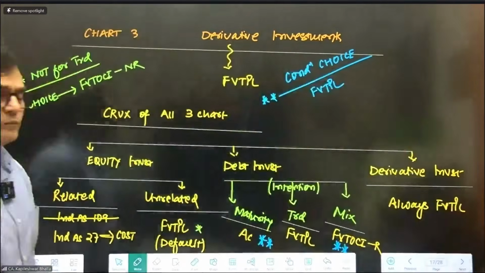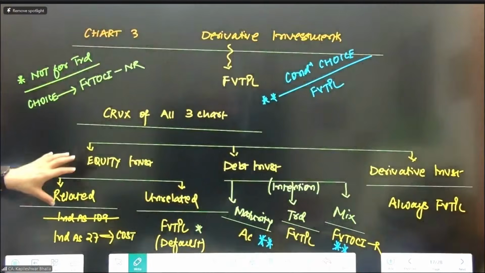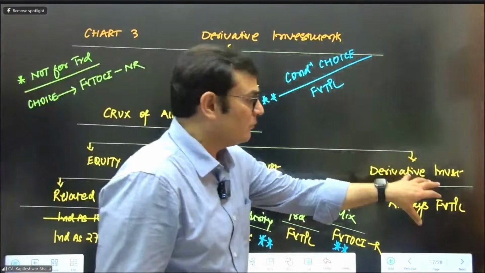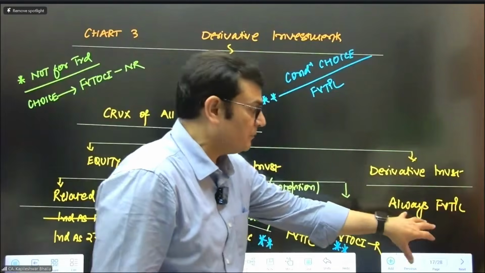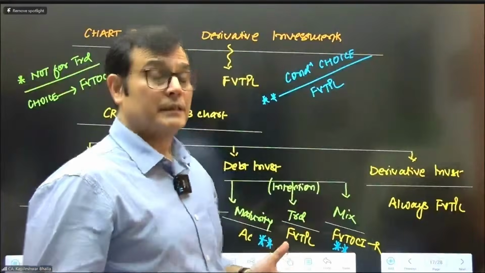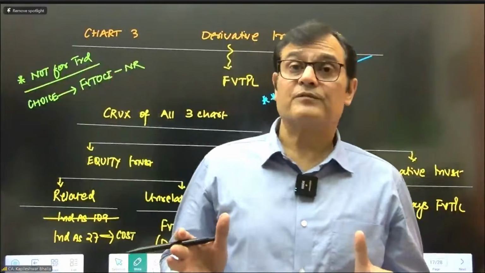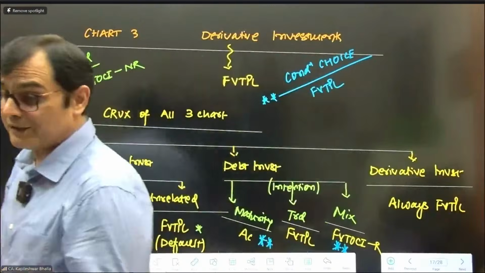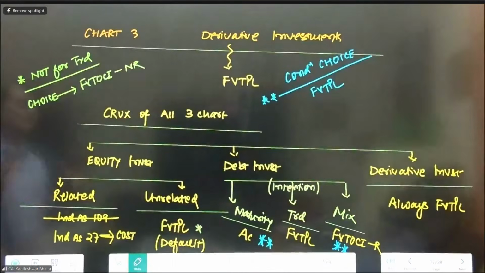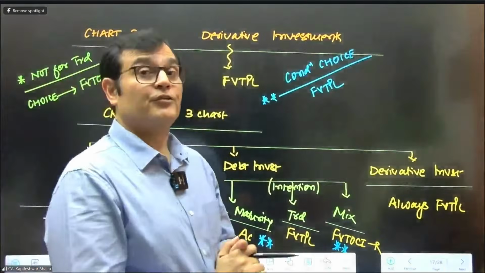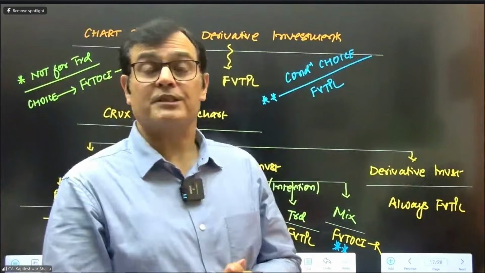So you can see something very interesting in terms of the summary. Equity investments, FVTPL; derivative investments, FVTPL; and debt investments all depend upon the business model. So FVTPL takes a front seat in terms of equity, derivative, and debt investment. It all depends upon the nature of the business model. Right, friends, I think that was a quick summary in terms of Ind AS 109 regarding the financial assets video.